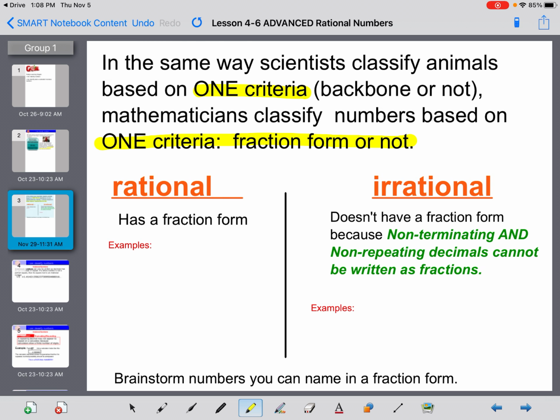In your notes, please write down the definition of rational number. A rational number has a fraction form. An irrational number doesn't have a fraction form because non-terminating and non-repeating decimals cannot be written as fractions.